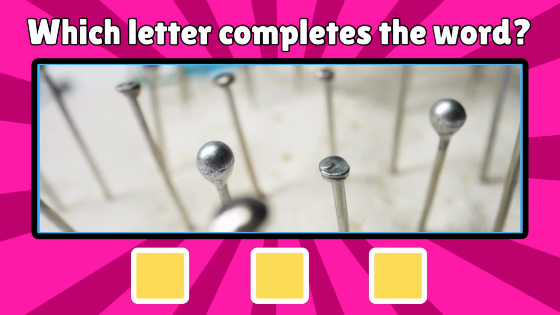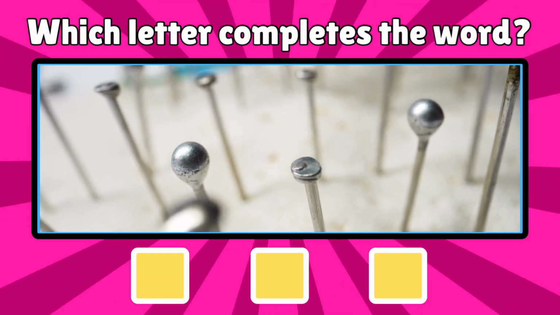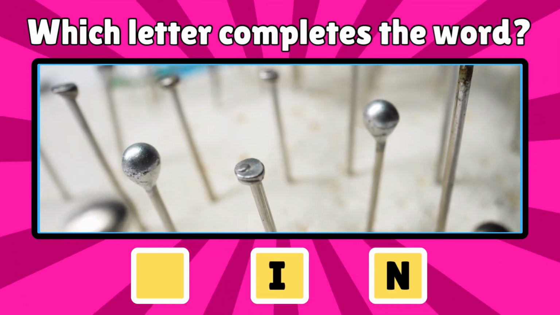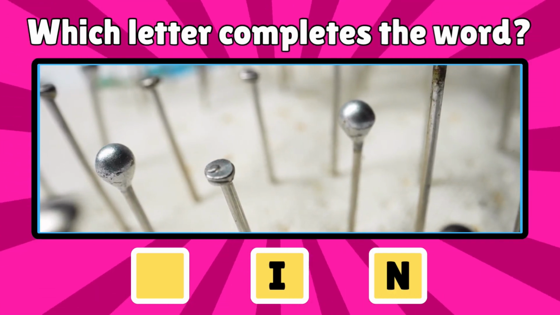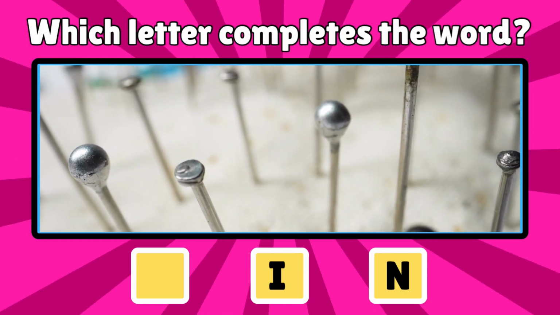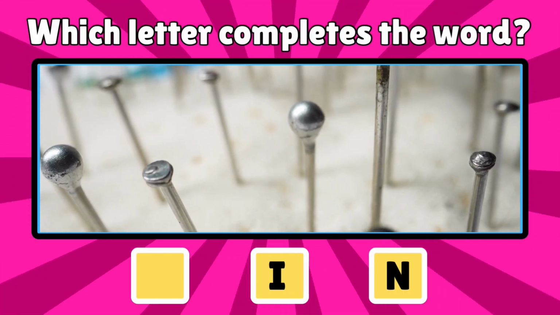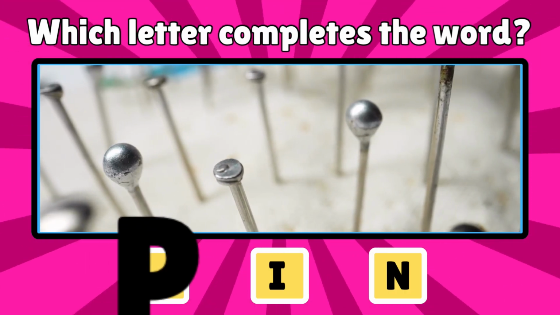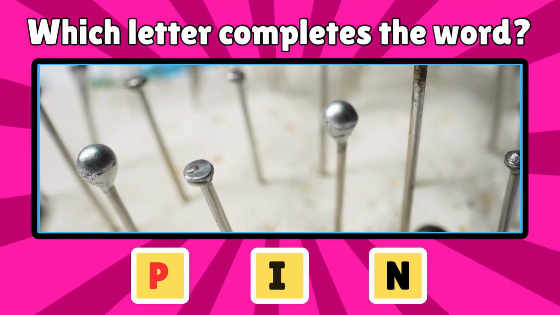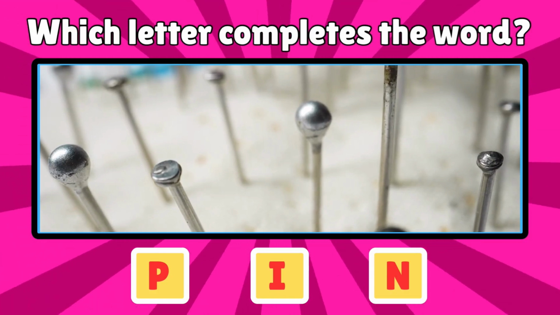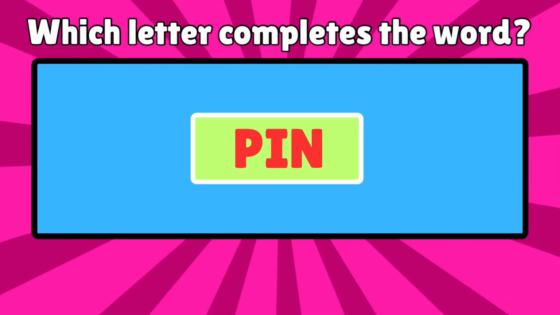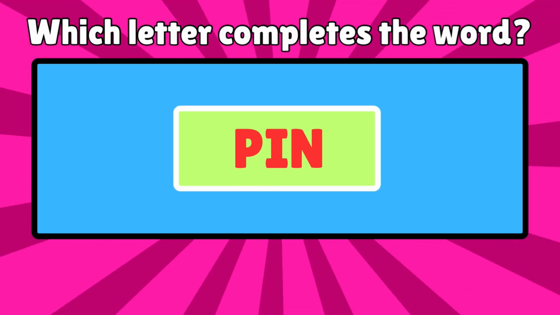Look at the picture. It is a pin. First letter is missing. I, N. Which letter completes the word? It is P, P-I-N. Pin. Can you say it again? P is for pin. Pin.